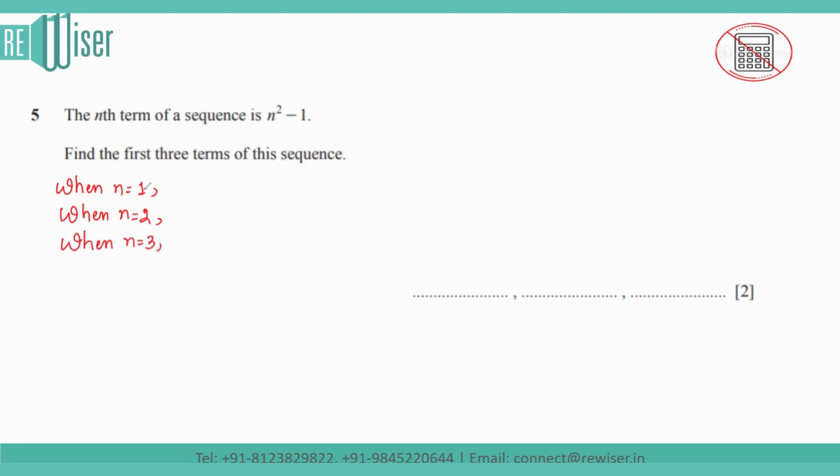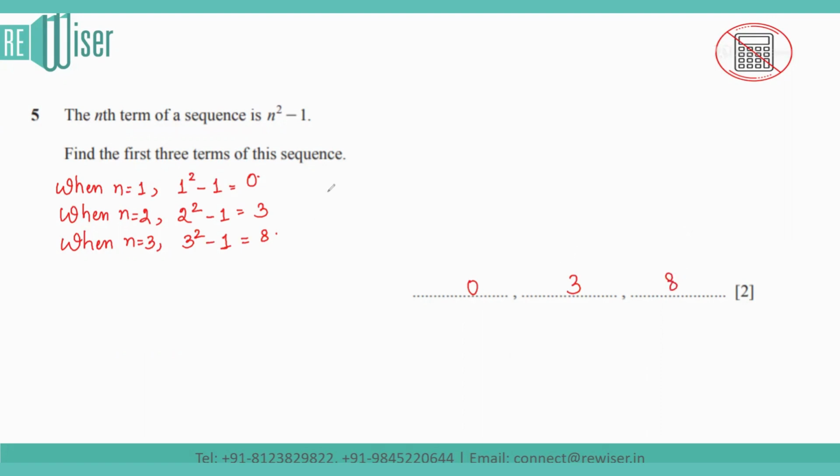On substituting n equals 1, we get the first term to be 1 squared minus 1, which is equal to 0. And on substituting n equals 2, we get 2 squared minus 1, which is 4 minus 1, which is equal to 3. And on substituting n equals 3, we get 3 squared minus 1, that is 9 minus 1, which is equal to 8. So the first three terms of the sequence are 0, 3, and 8 respectively.